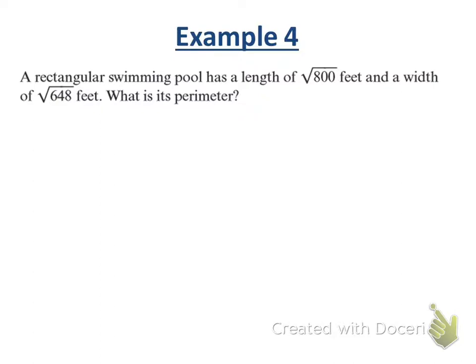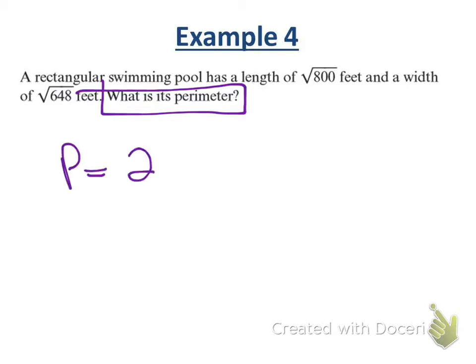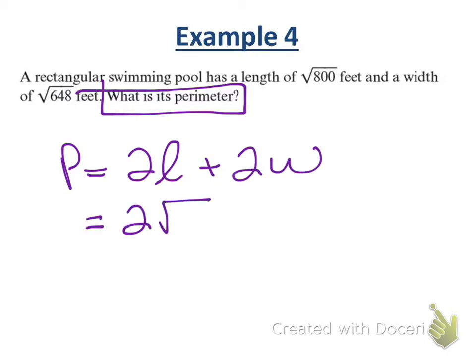Now, this one tells us that a rectangular swimming pool has a length of square root of 800 and a width of square root of 648. What is its perimeter? I know it's annoying. I'd rather practice adding these things in some type of word problem that means something. Perimeter equals twice the length plus twice the width. So we're looking at 2 times the square root of 800 plus 2 times the square root of 648.